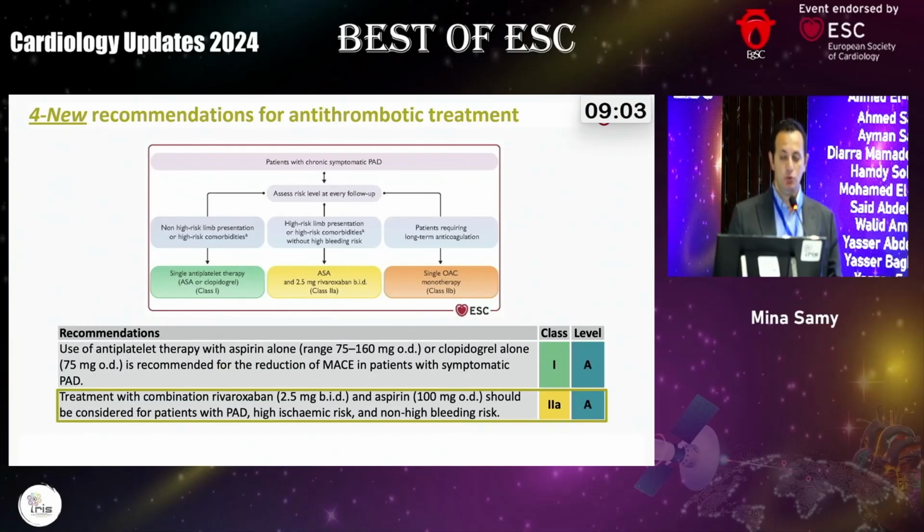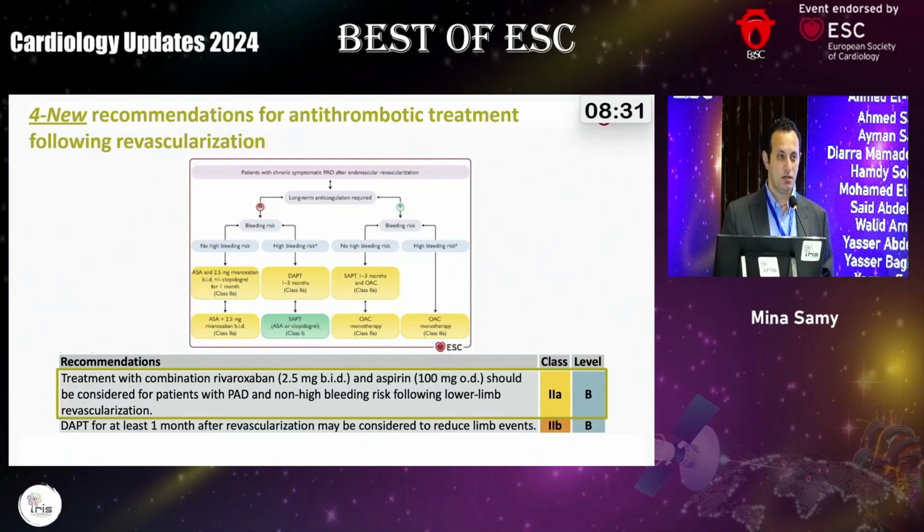The fourth message is the new recommendation for antithrombotic treatment. Before these guidelines, we know that we should use a single antiplatelet, whether it's aspirin or clopidogrel alone, class 1 level of evidence A. What's new is that we can use a combination. And I guess there is a whole presentation about the antithrombotics of rivaroxaban with aspirin for patients with peripheral arterial disease who have a high ischemic risk and a non-high bleeding risk. Again, a combination of rivaroxaban with aspirin, for patients with peripheral arterial disease after revascularization. This is new in these guidelines.